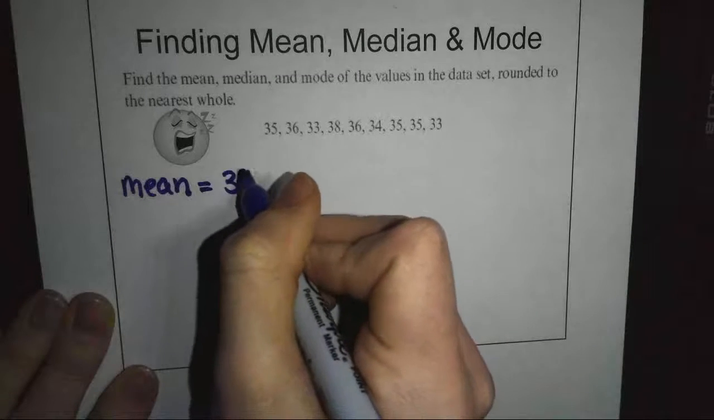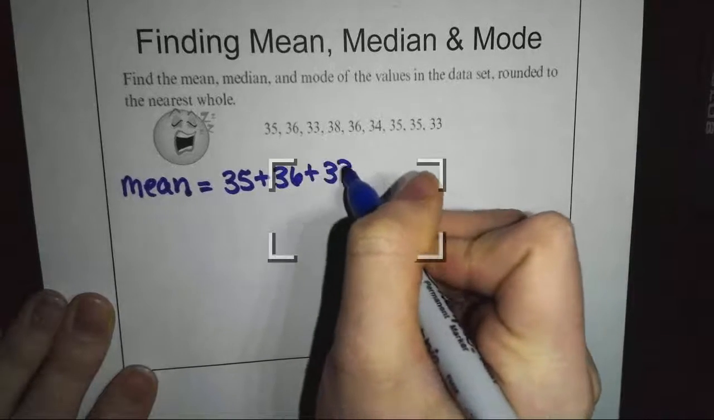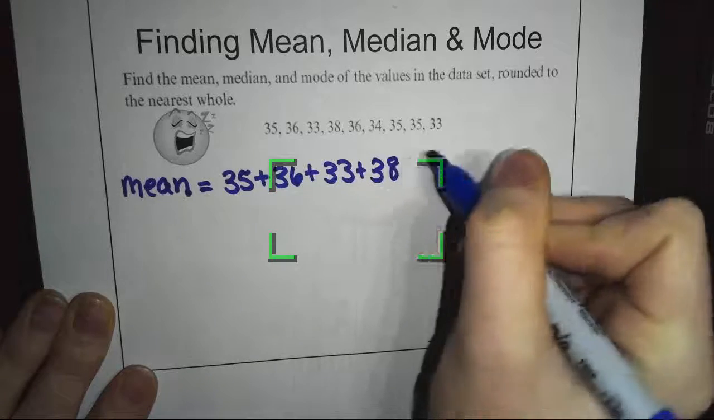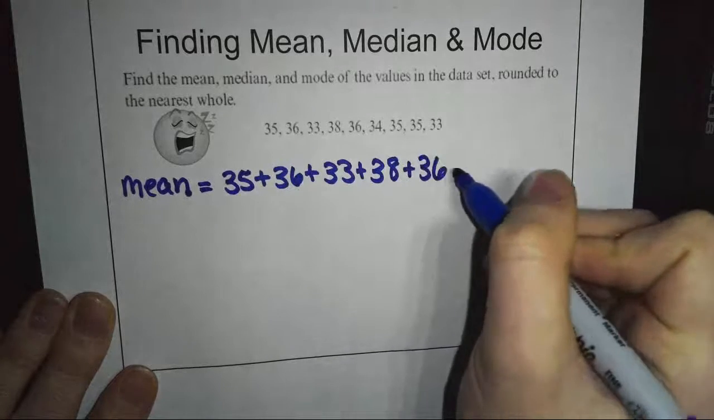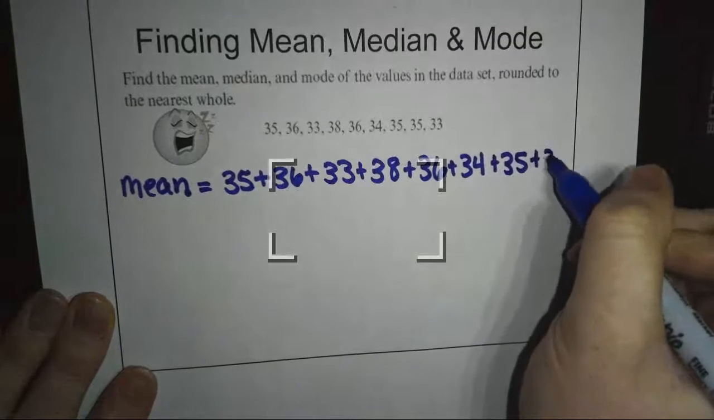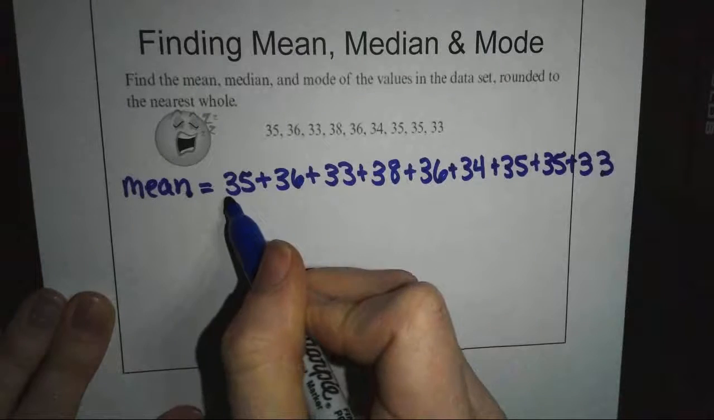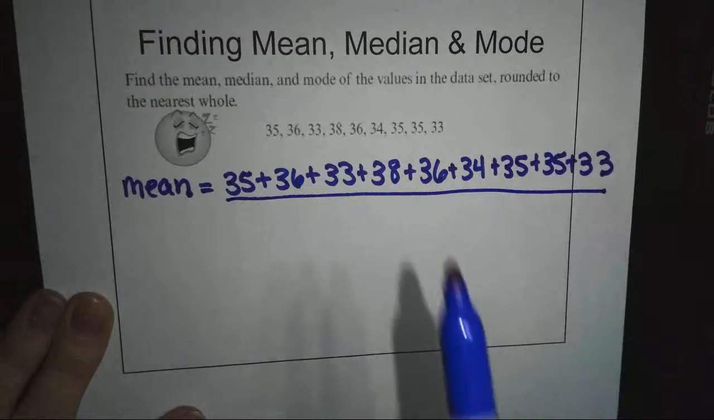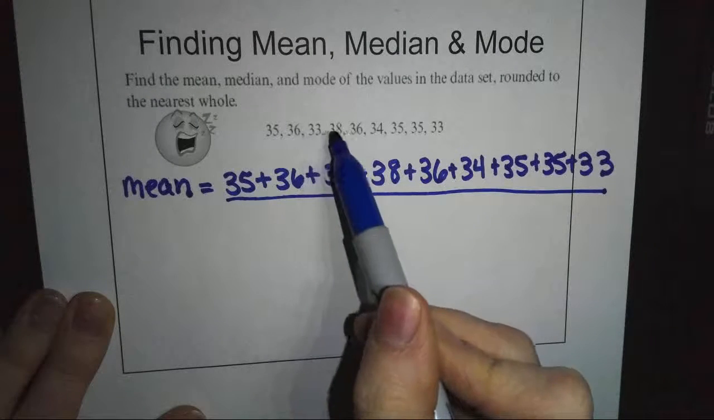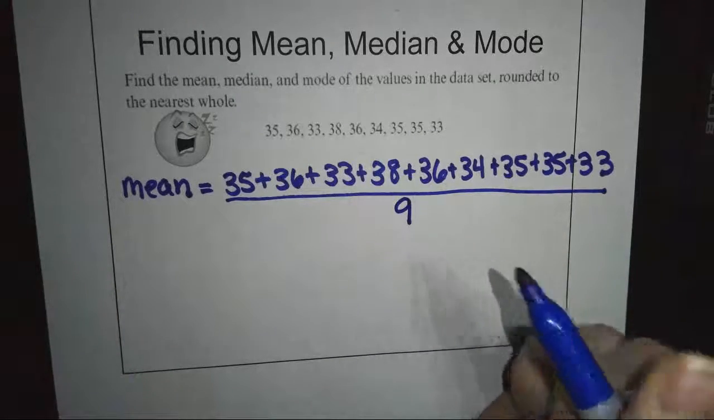we're going to take all our numbers, so 35 plus 36 plus 33 plus 38 plus 36, plus 34, plus 35, plus 35, plus 33. Add all those numbers up, and then divide by how many of them there are. So 1, 2, 3, 4, 5, 6, 7, 8, and 9. So we're going to divide that by 9.